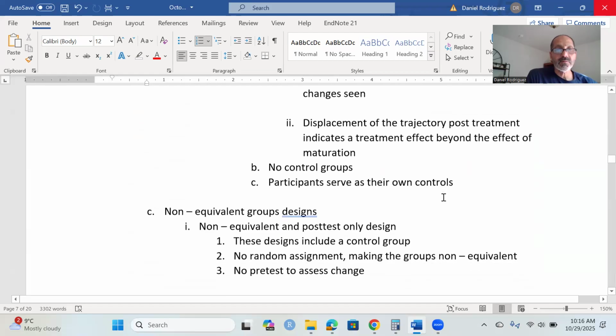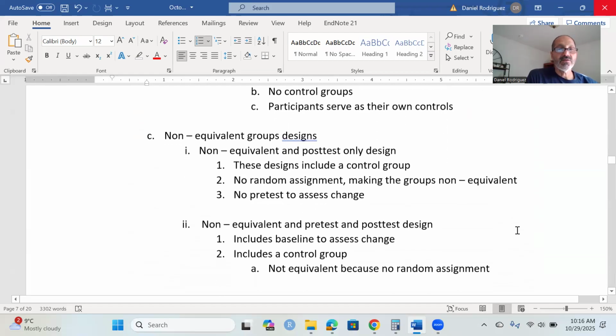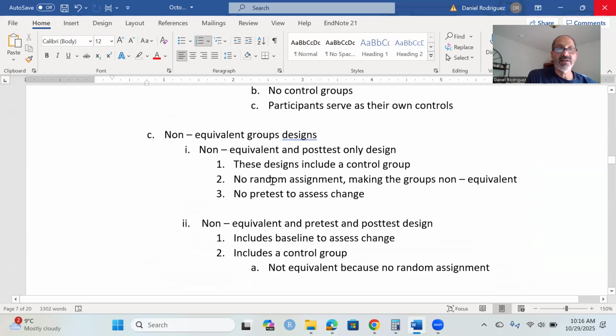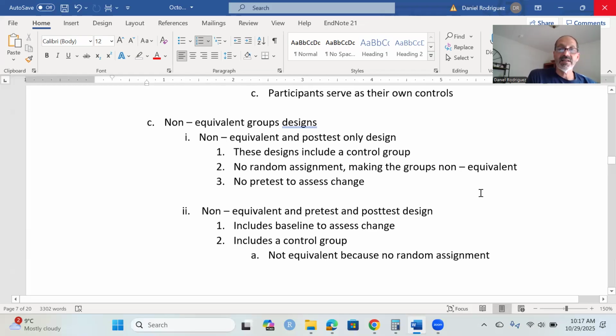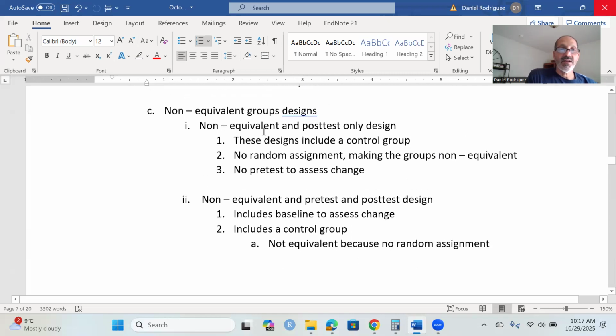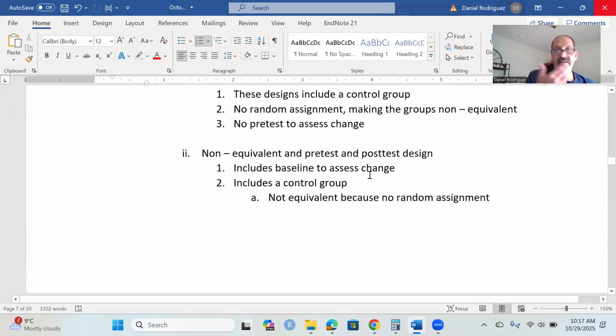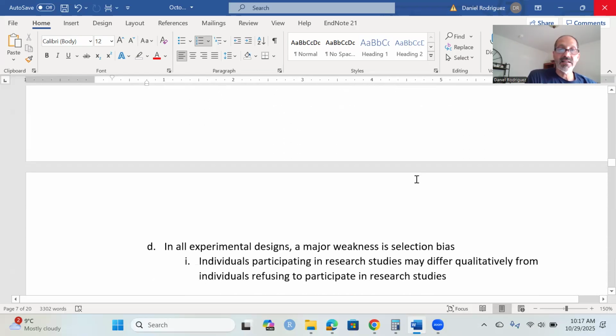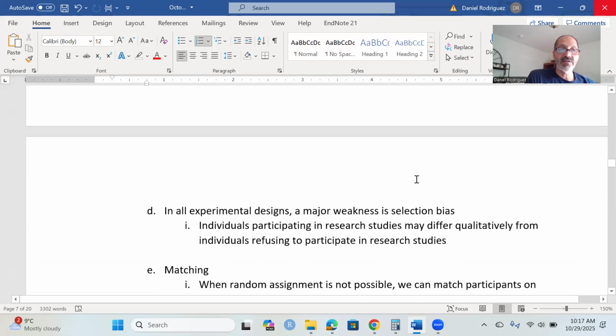In terms of non-equivalent group designs, there were two that we looked at here. The benefit is that we have something like a control group, but there's no random assignment, making the groups non-equivalent. That's what they're called, non-equivalent. In the non-equivalent post-test only design, you have no pre-test. We saw the problems with not having a pre-test. You can't assess change. You can't test for equivalency and all that good stuff. The non-equivalent pre-test post-test design is better, but again, there's no random assignment, so there's no equivalence.